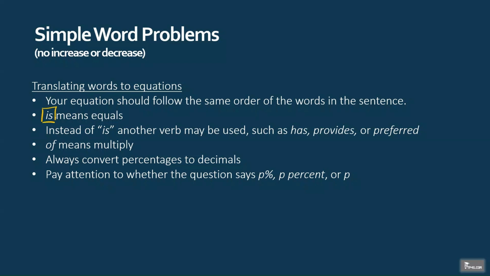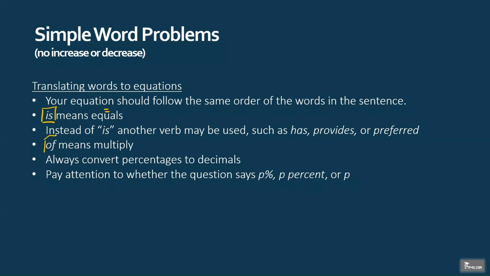All right, that looks like a word you're going to see a lot, and when you see it, it is a very important word in a math problem. You should fill in an equals when you see an "is," right? And in harder questions, sometimes a verb will not be "is," but it's still the equals, like "has," "provides," or "preferred." All of those could be an equal sign in a math word problem.